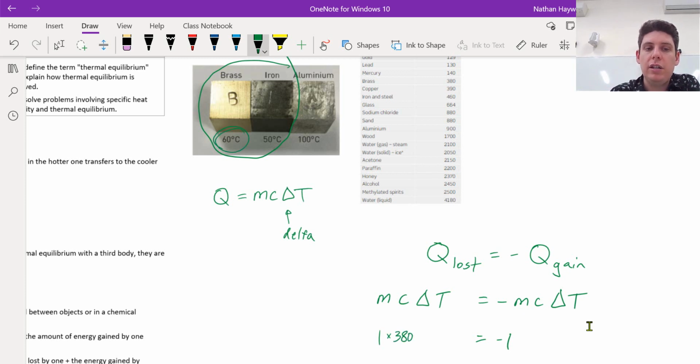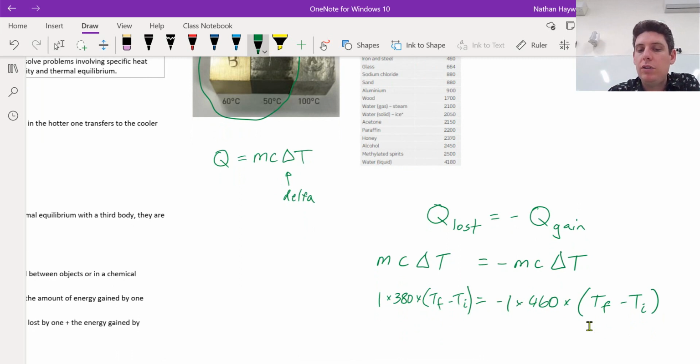Brass is losing energy. We're going to change this change in temperature to final minus initial temperature. 1 kilo, and we have iron. Iron is 460 specific heat capacity.